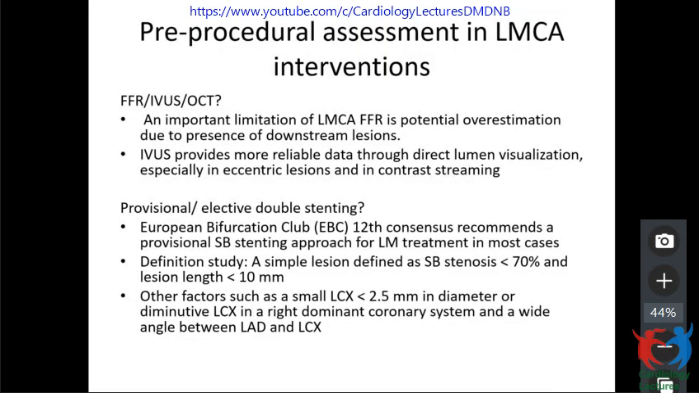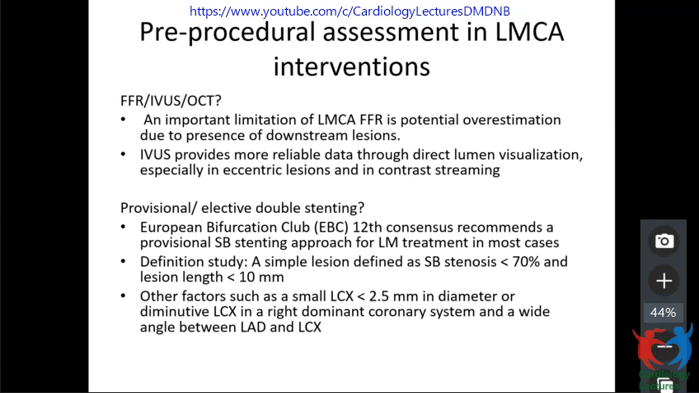So our intention was to go for a PCI of this vessel, but before that we wanted to go for an imaging to see the extent of the disease and the involvement of the LCA. So what should be the imaging in this? Should we go for an FFR, IVUS or OCT?